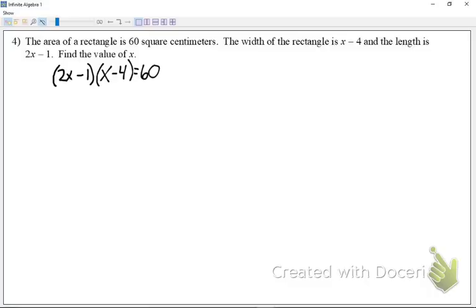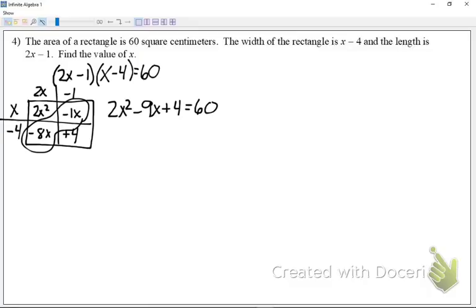Okay, so problem 4, the area of a rectangle is 60 square centimeters. The width is x minus 4, and the length is 2x minus 1. So your equation, guys, when you set this up, be a little bit more careful here. My first set of parentheses, or the second, depending how you wrote it, has a 2x as a leading number. Okay, so when we multiply this out, again, be very careful with that leading number of 2x.